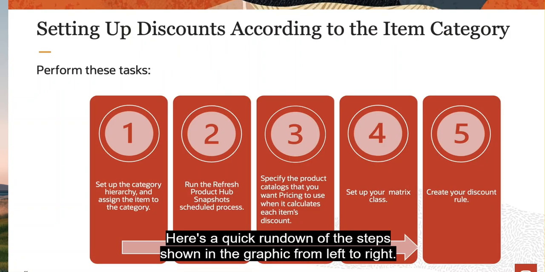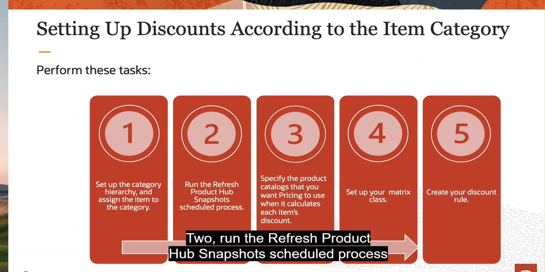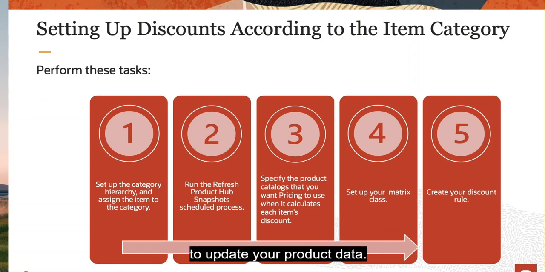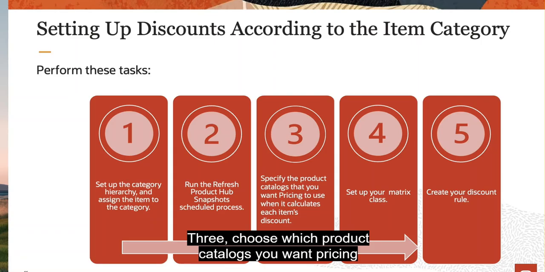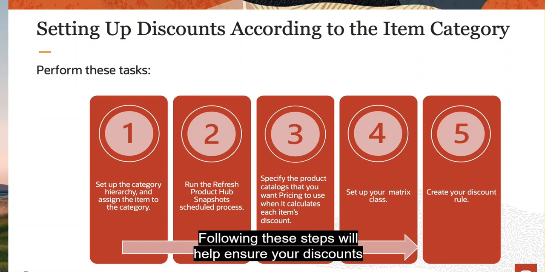Here's a quick rundown of the steps shown in the graphic from left to right. 1. Set up your category hierarchy and assign each item to the right category. 2. Run the Refresh Product Hub snapshots scheduled process to update your product data. 3. Choose which product catalogs you want pricing to use when calculating discounts for each item. 4. Set up your matrix class for discounting purposes. And 5. Create your discount rule. Following these steps will help ensure your discounts are applied correctly based on categories and product data.